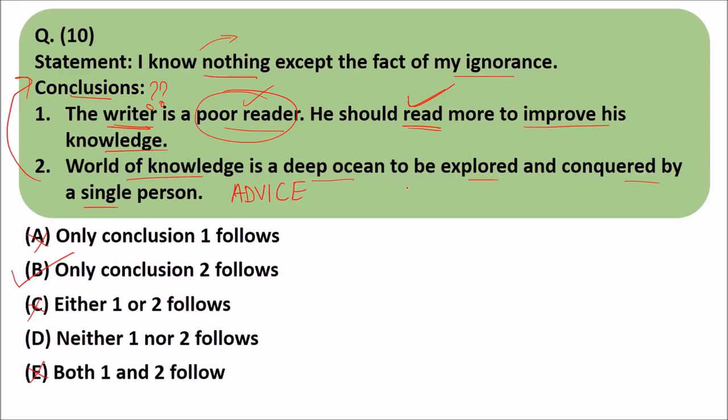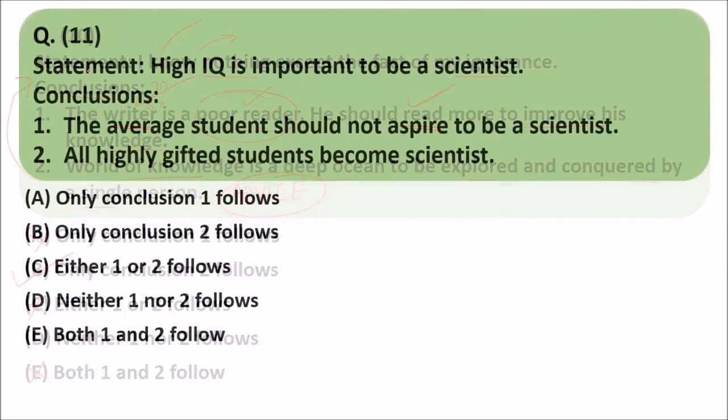So the 4 tips which we have learned: do not assume. So this is like an assumption, so this is wrong. Advice or a result. So this is like an advice, that world of knowledge is a deep ocean, you need to explore and conquer it, right? This is advice given to the person. So advice is always right, and so the second conclusion follows.